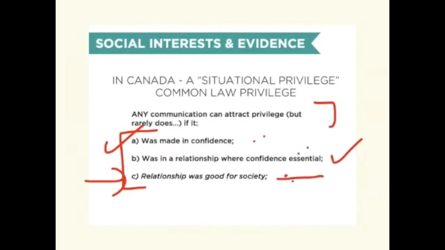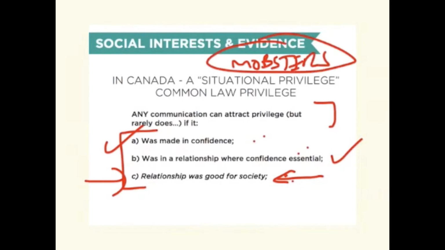Why do we have number 3? Try out this one. How about 2 mobsters who are under a code of silence to never give up information? Well, that's made in confidence. That relationship is pretty essential to maintaining a successful crime syndicate, but the relationship's not good for society. So we will exclude relationships that are negative. Why should we protect them from having information disclosed?